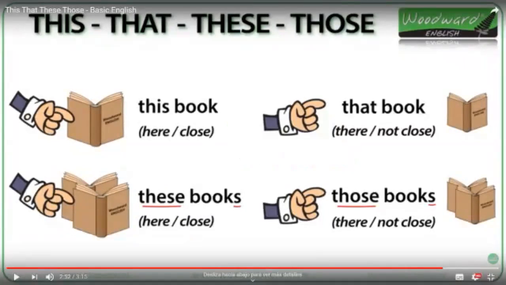This book. We say this book. Y luego vemos these books. ¿Ven? Es plural, ¿verdad? Ahora veamos el siguiente. That book. All right, pretty good. Y veamos el último. Those books. Es plural. Those books.